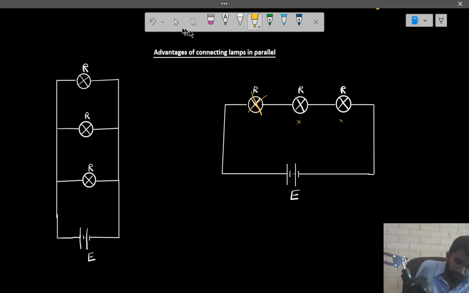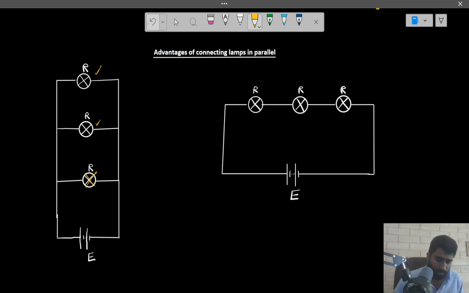If one bulb is broken or if it is not passing current properly, even the other bulbs will not work. But if you consider a parallel circuit, now suppose this is not going to work well, so it is not going to pass current, but it doesn't matter, the other bulbs work well. That is the main advantage of the circuits when we connect lamps in parallel.